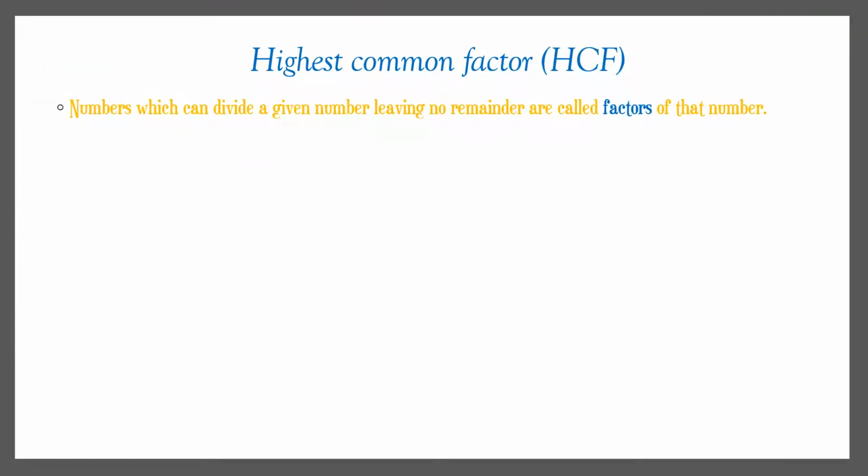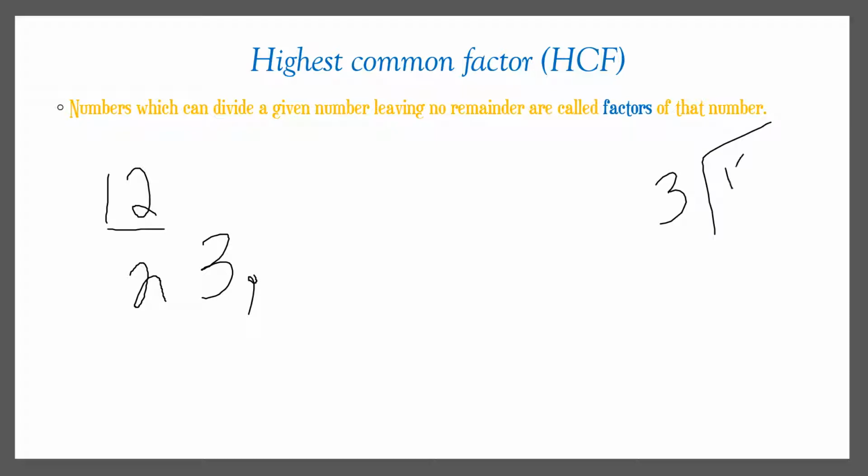Highest common factor. Before doing highest common factor, you must revise what a factor is. Numbers which can divide a given number leaving no remainder are called factors of that number. For example, if I have to write factors of 12, I will look for the numbers that can completely divide 12. Let's start with 2. 2 6s are 12, so 2 can divide 12. So 2 is a factor of 12. Then 3. Yes, 3 4s are 12, so 3 is also a factor of 12 because 3 can also divide 12 completely.